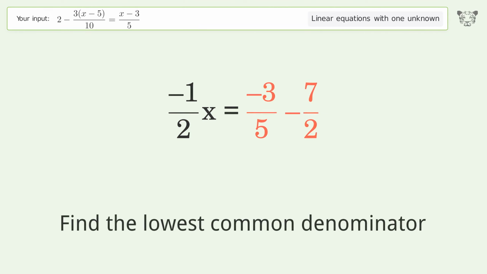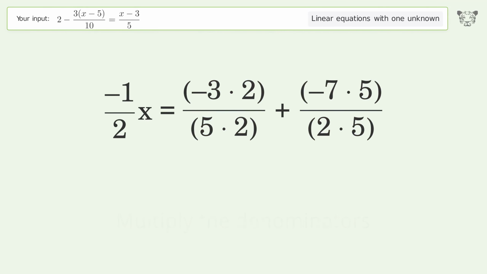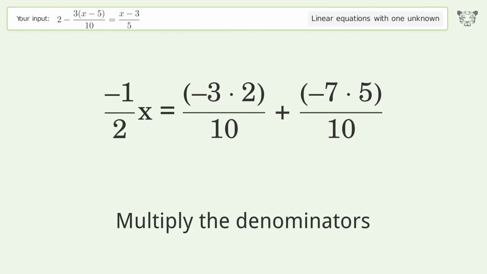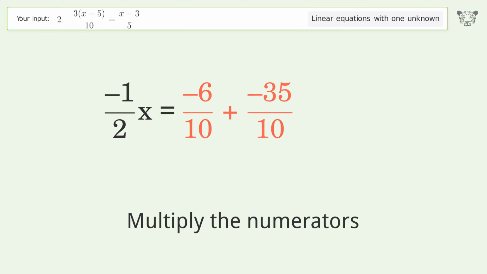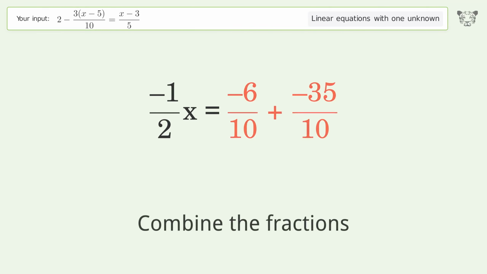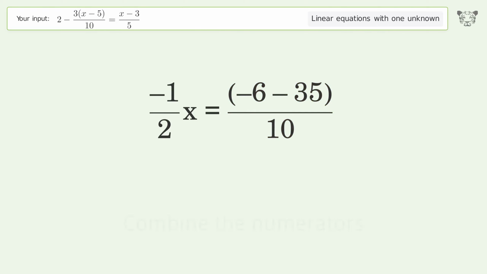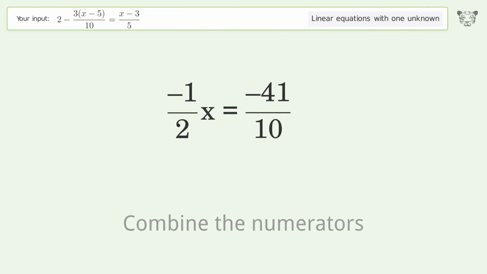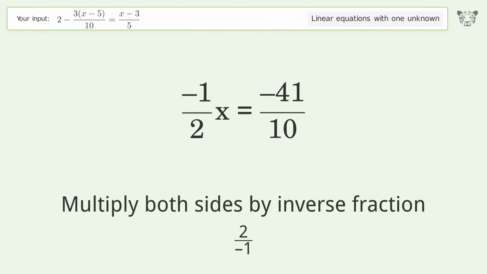Find the lowest common denominator. Multiply the denominators. Multiply the numerators. Combine the fractions. Combine the numerators. Isolate the y. Multiply both sides by inverse fraction 2/(-1).